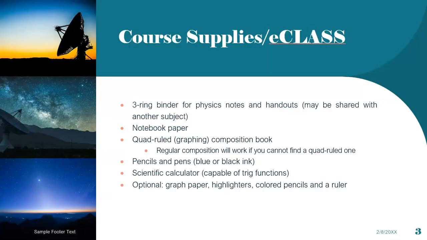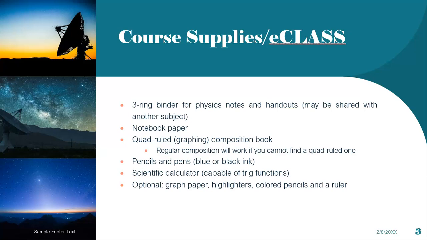Things that you need for the course, these are pretty general, probably what you need for a lot of your courses. You'll need a 3-ring binder for your notes, notebook paper. You want a quad-ruled composition book. This is the one where you have the actual graph paper, and it's going to help you to be able to make those graphs for the labs that we're going to do. However, if you cannot find one of those, a regular composition book will work, and then we will just glue in our graph paper as needed.